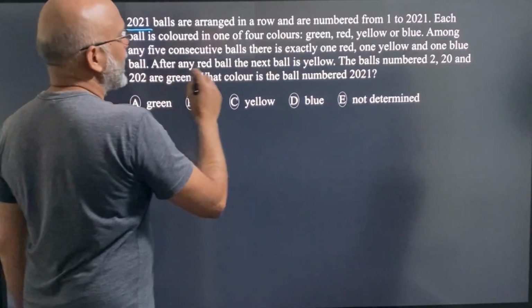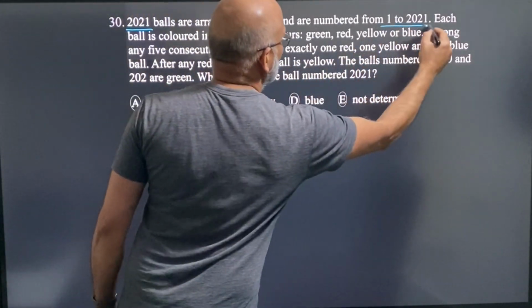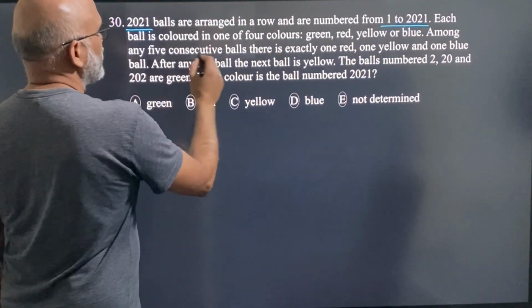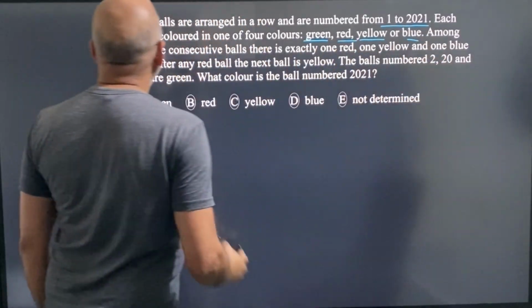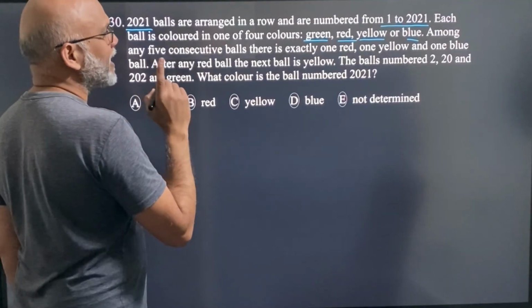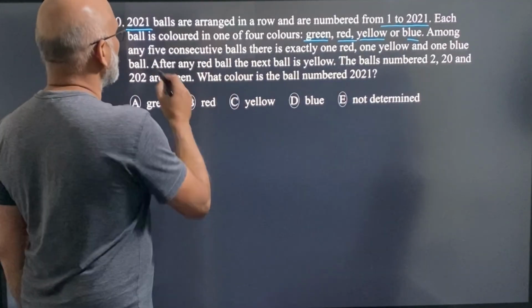2021 balls are arranged in a row and are numbered from 1 to 2021. Each ball is colored in one of the 4 colors: green, red, yellow, or blue. Among any 5 consecutive balls, there is exactly 1 red, 1 yellow, and 1 blue.